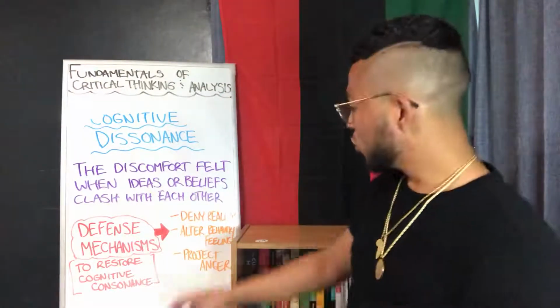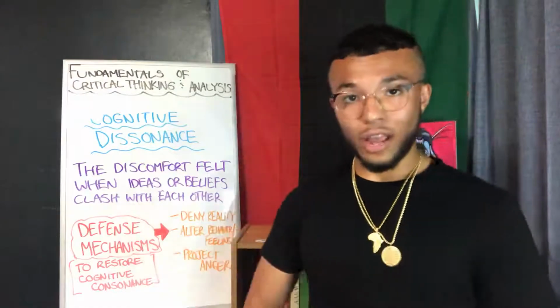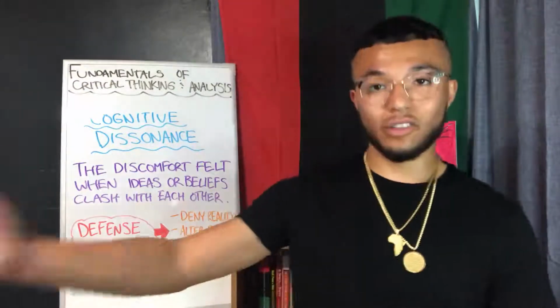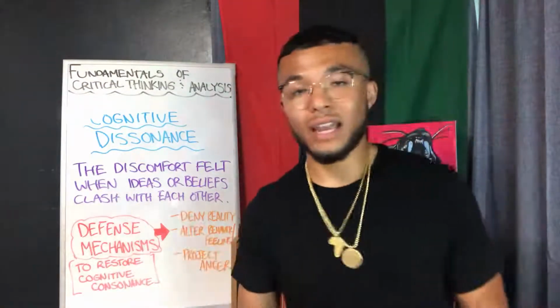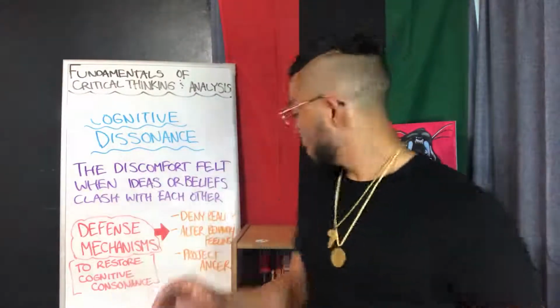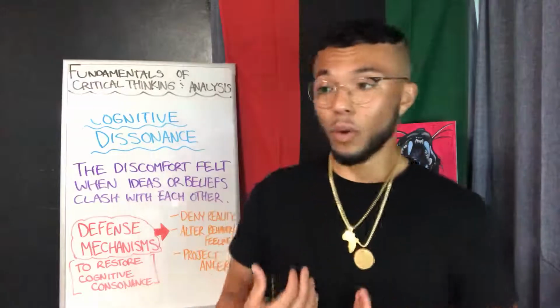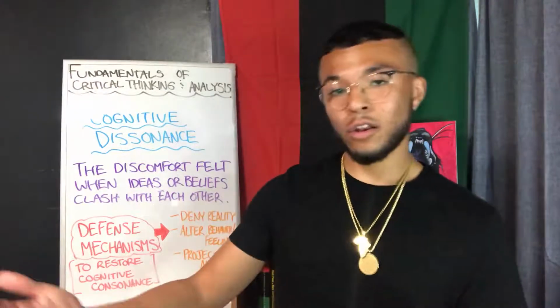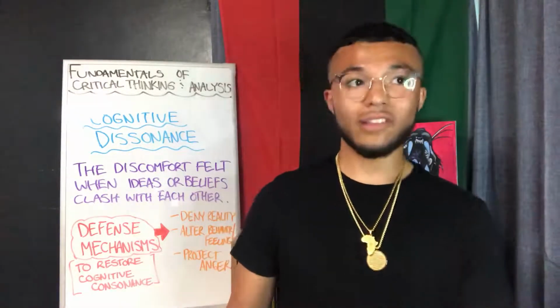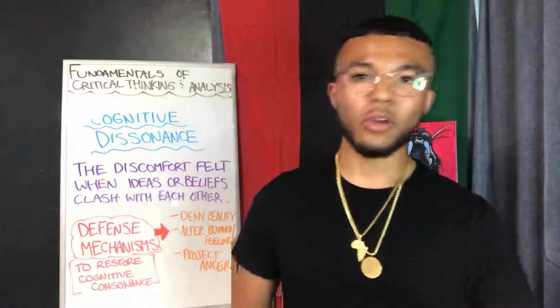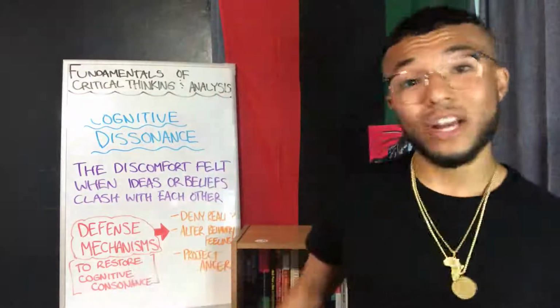And their examples include denying reality, right? So in the face of being presented with that evidence, simply denying it, refuting it as being true. We have altering behavior and feelings. This is when that person, when presented with the evidence, says, oh wow, I didn't know those health problems come with smoking cigarettes. Let me change my behavior. Let me quit smoking cigarettes. Then we also have projecting anger.